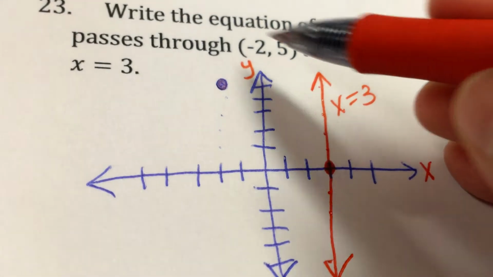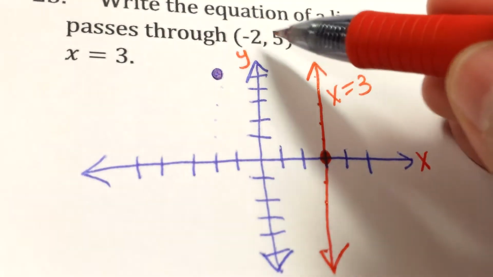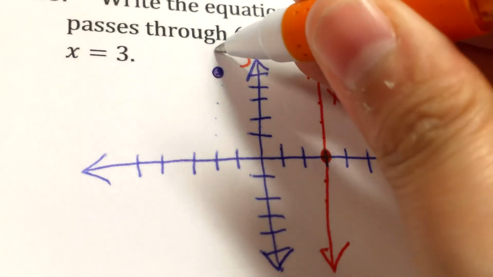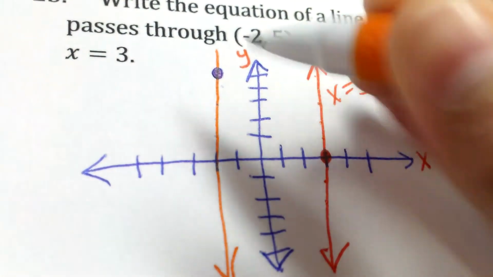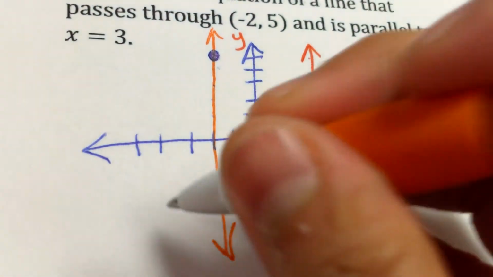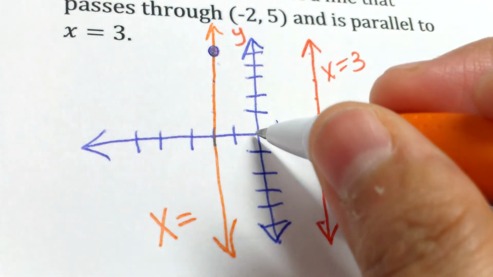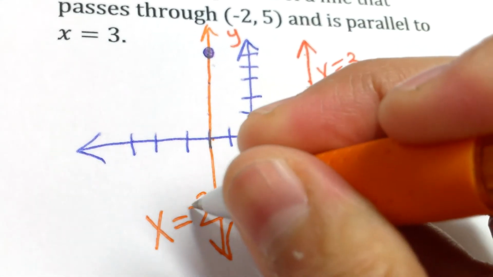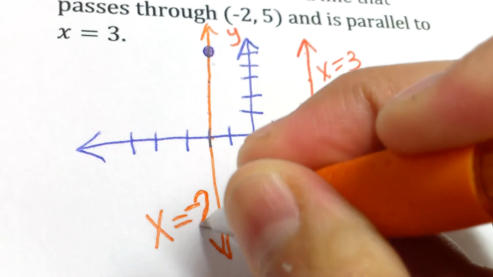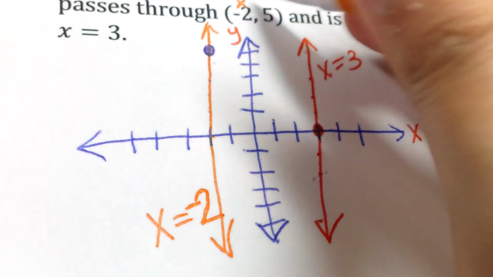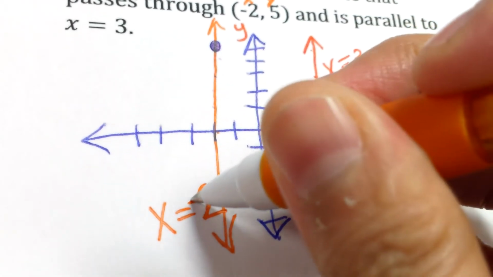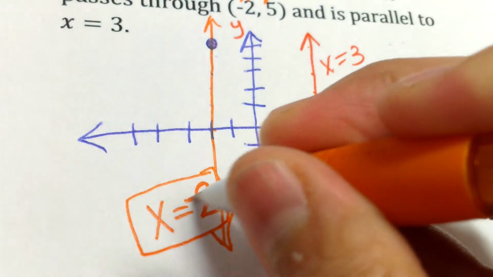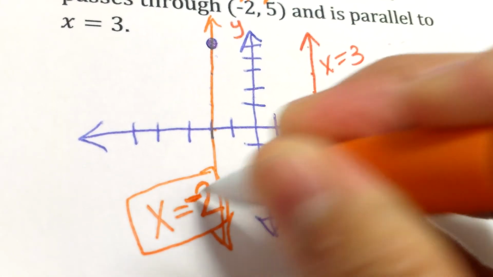So then now here we're looking for a line that's parallel to this line, that passes through this point. So we're going to have a vertical line going through here. And what's the equation of that line? X equals what? Well, where does it cross? Right there. Negative 2. And plus, here it is. X equals negative 2. That negative looks weird. X equals negative 2.